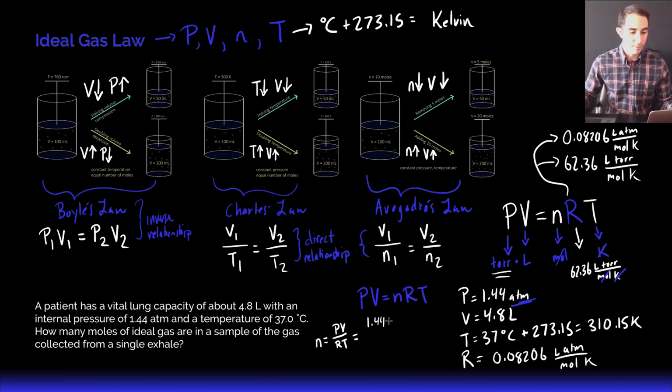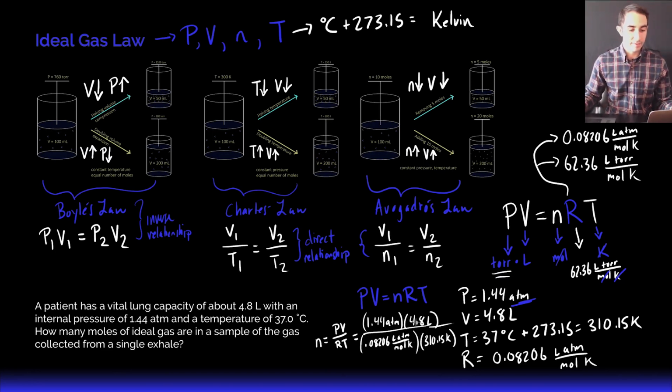So I have my 1.44 atmosphere times my 4.8 liters, divided by, and this is where the units get pretty crazy, so my RT, so 0.08206 liter atmosphere per mole Kelvin, times 310.15 Kelvin.